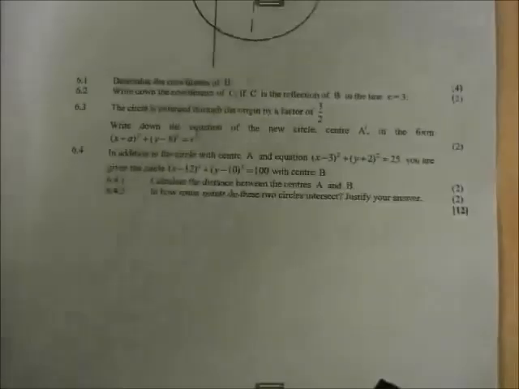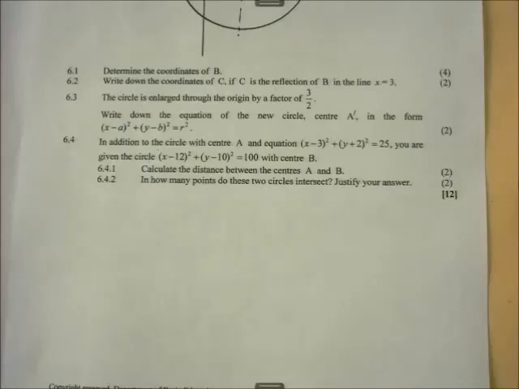Right. Now 6.4, a very interesting question here. In addition to the circle with the center A and the equation (x minus 3) all squared plus (y plus 2) all squared equals 25, you are given the circle (x minus 12) all squared plus (y minus 10) all squared equals 100 with the center B. 6.4.1, you must calculate the distance between the two circles A and B. And now 6.4.2, in how many points do these two circles intersect? And now you must justify your answer.